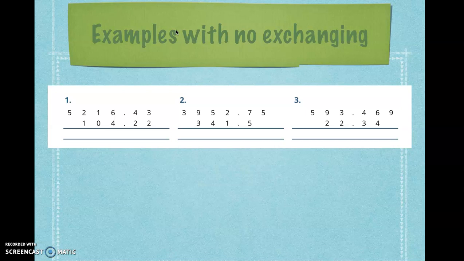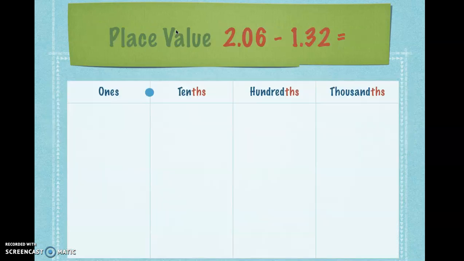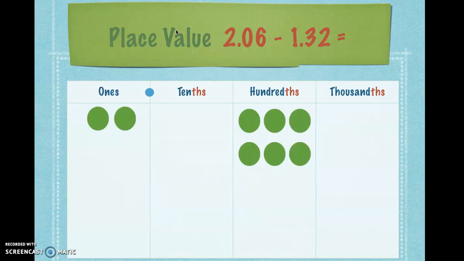However, some difficulties arise when some of the digits on the top are actually smaller than the digits on the bottom number. So here we have 2.06, so 2 wholes and 6 hundredths. Take away 1 whole, 3 tenths and 2 hundredths. So representing this visually, we've got 2 wholes and 6 hundredths. And we need to find the difference between 1 whole, 3 tenths and 2 hundredths.